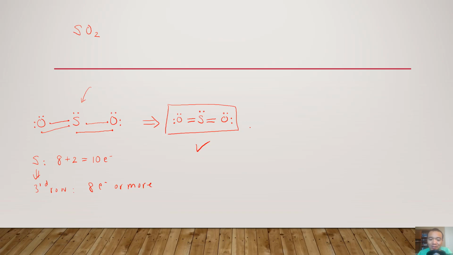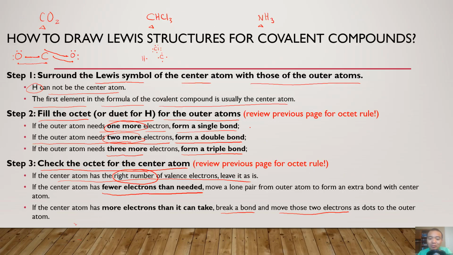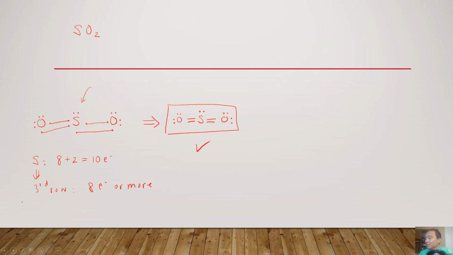So if we go back to step 3, you do know if you have more than you want to, then you can break a bond. Then you move those 2 electrons to the outer atom, not to the center. So for sulfur, in this case, let me rewrite this. So that's what you have right now. For sulfur, you have right now 10 valence electrons. As I said, it's okay for sulfur.